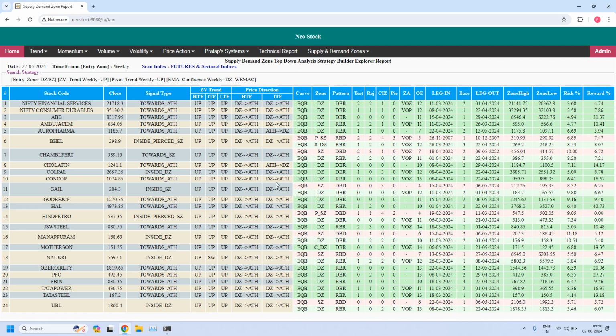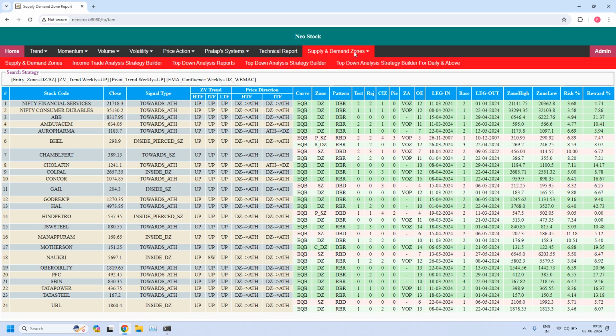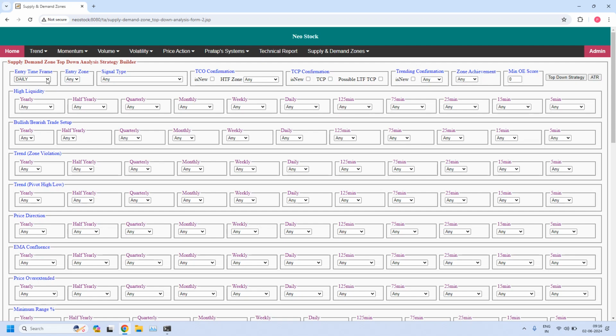Okay, now let us generate the next report. So weekly time frame. Let us see supply zones having weekly EMA confluence. In the weekly time frame, you need to select the supply zones having a weekly EMA confluence. But the zone violation trend should be downtrend, because only in a trending market does EMA confluence make sense.